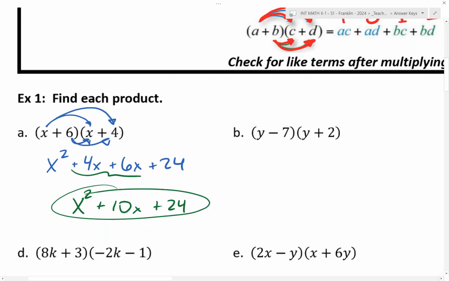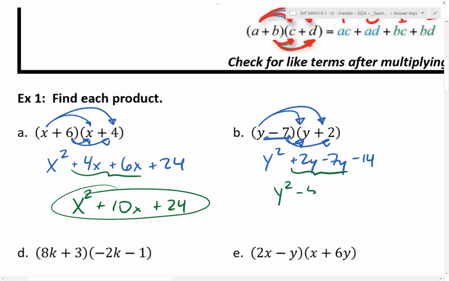Let's look at example B. Same idea. Y times y, that's y squared. Y times 2, 2y. Negative 7 times y is negative 7y. And negative 7 times 2, negative 14. Notice I kept that negative sign with the 7. That is a negative 7. So make sure you use a negative when you multiply. And once again, we can combine like terms right here. So y squared minus 5y minus 14.